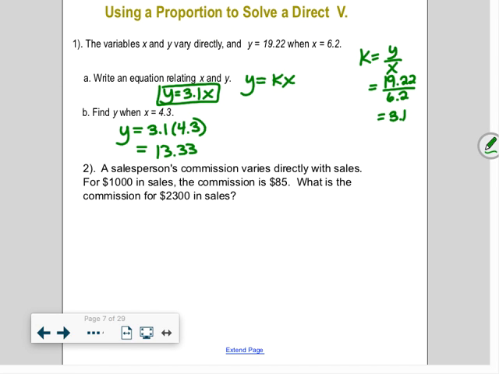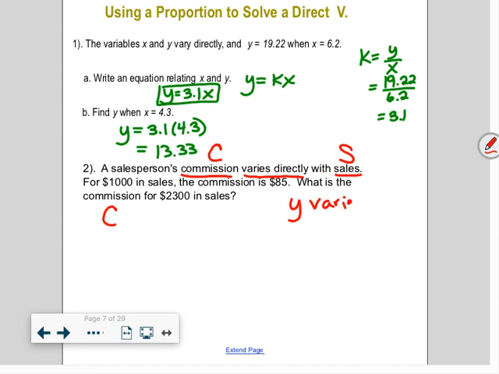All right, number 2. It says a salesperson's commission varies directly with sales. Watch this. I know students tend to struggle with word problems, but they're really not bad. Here's what I want you to see: commission varies directly with sales. So watch how you write it. Remember, it was y varies directly with x. Let's write that down.